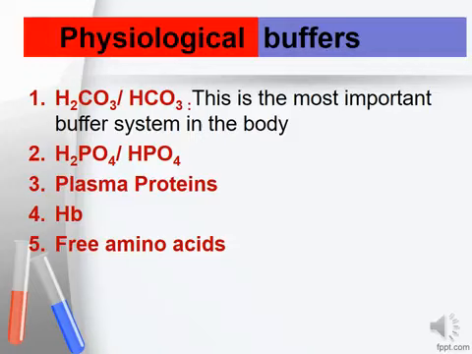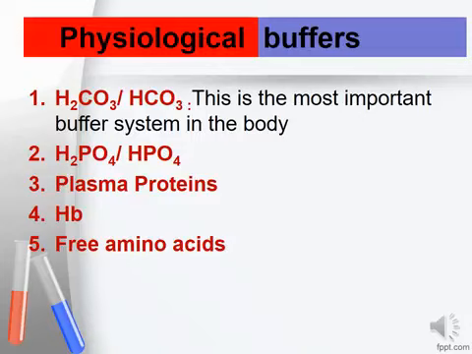What are the examples of physiological buffers in our body? Our body contains physiological buffers in order to correct the pH. What are these buffers? I have carbonic acid and bicarbonate, which is the most important buffer system in the body. The second one is phosphate. The third is plasma protein, hemoglobin, and free amino acid.